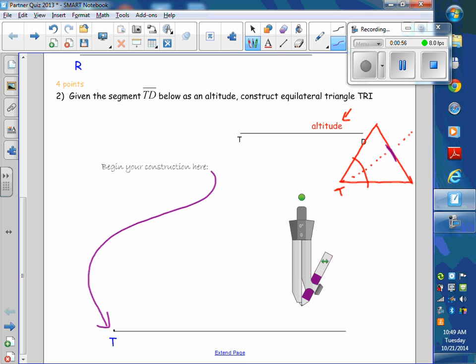A lot of people got to there, and where the mistake was made is after you find this point, you need to do a perpendicular right there. That's where the mistake was made, so you lost points. So that's what I'm going to do.